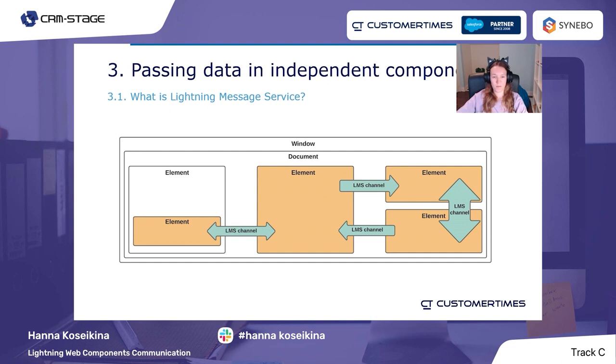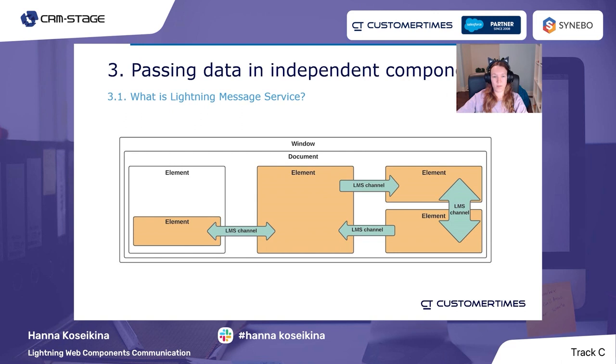And here we have a schema that shows us 4 elements. All of them are connected by LMS channels, but by different LMS channels. So let's say we have element 1 and element 2, which are connected with LMS channel 1, and they can send some data through this channel between themselves.